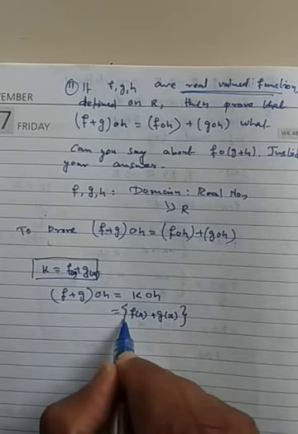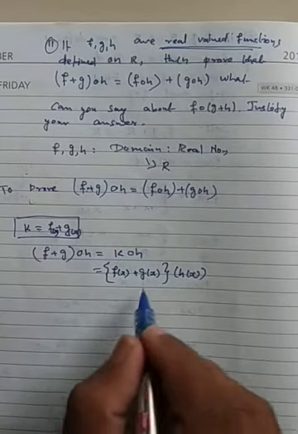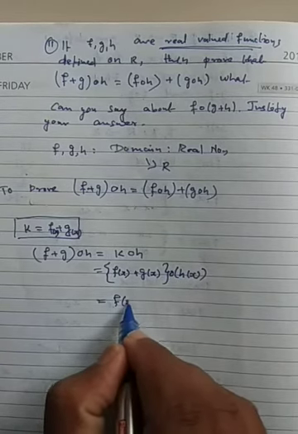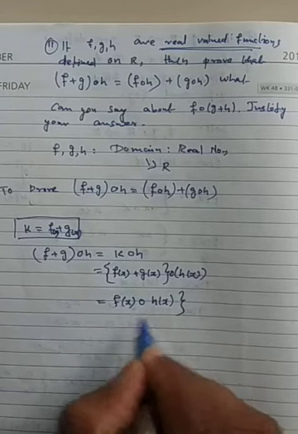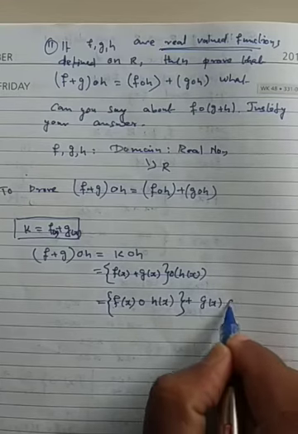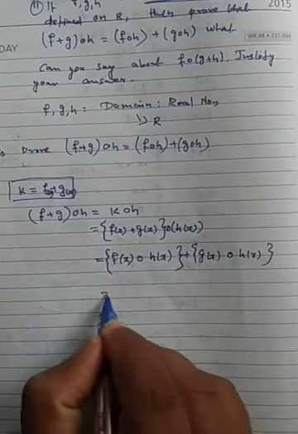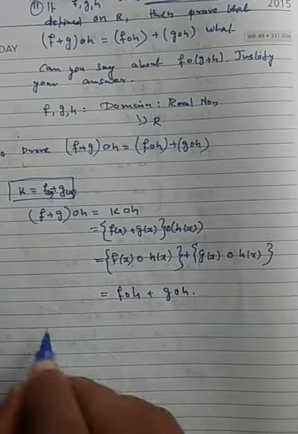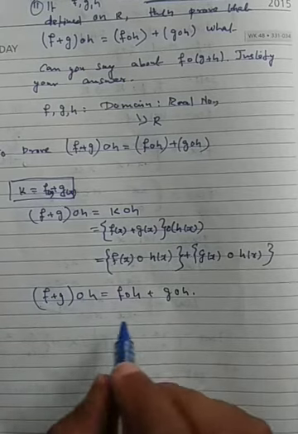Entirely, what is that? h of x, that's the value coming. Simple multiplication, ordinary. Here the circle, don't forget: f of x circle with h of x, plus g of x circle h of x. This value will come. So in short we can write f circle h plus g circle h. So we got (f + g) circle h. We got the answer. That's it.